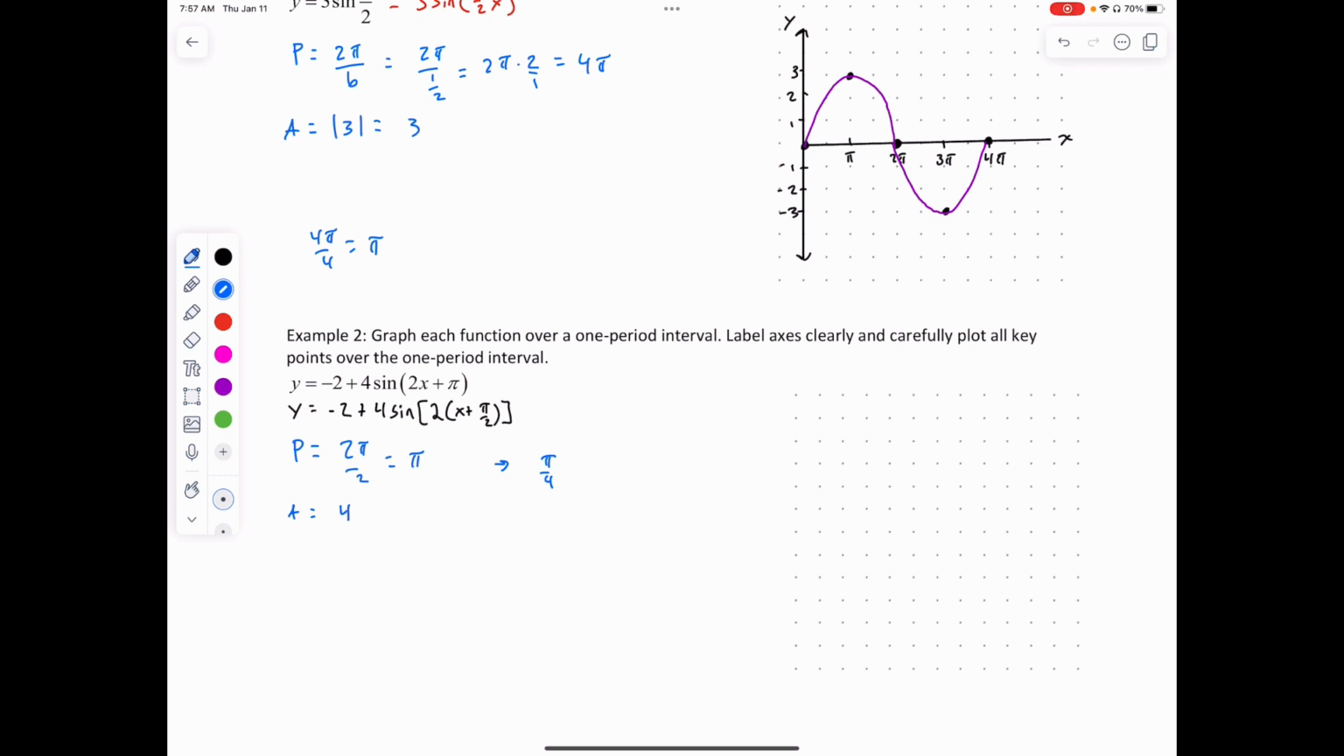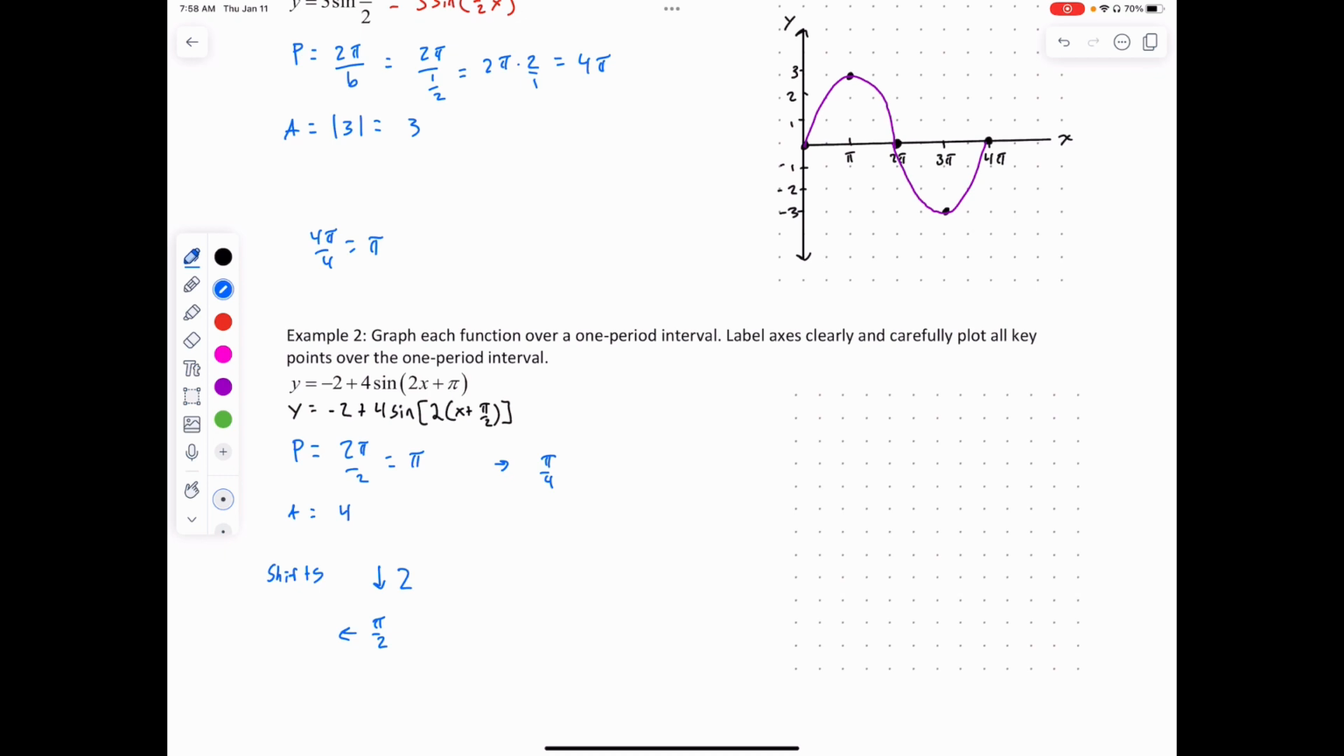And then we're going to have some shifts. Because of this minus 2, we are shifting down 2. I'm just going to use that arrow because it's nice and visual. Now, this pi over 2 is a shift, and remember, because this pi over 2 is being applied directly to the x, we are going to have a shift of pi over 2, not in the positive direction, but the negative direction, pi over 2 to the left.